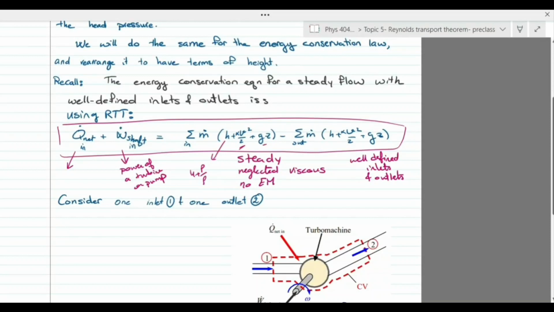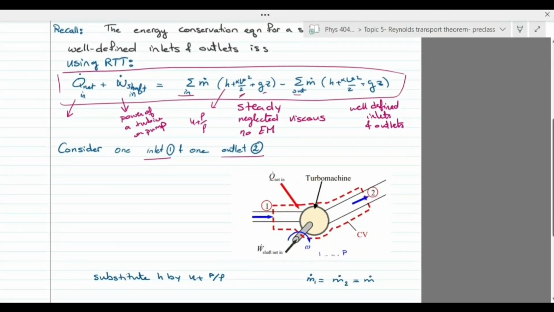I'm going now to try to obtain a head form for this equation. First of all, to do a small simplification, I'm going to consider one inlet and one outlet. This way I can get rid of the sums that I have here in my equation. So this will give me basically Q dot net in plus W dot shaft in to be equal to m dot into h plus alpha V squared over 2 plus gz minus m dot into h plus alpha V squared over 2 plus gz.